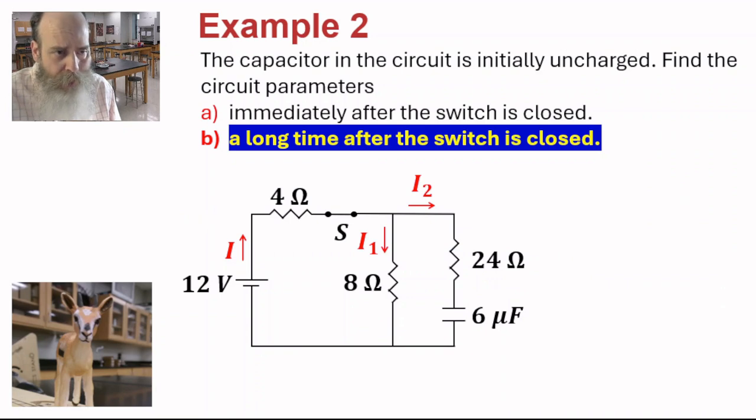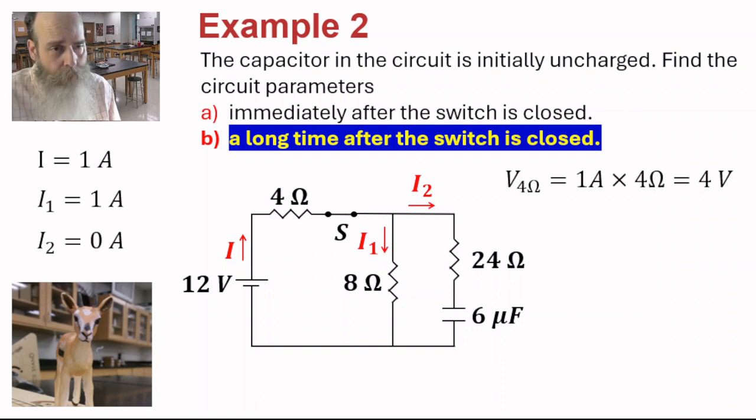Now let's find the other circuit parameters. I is 1 amp, I1 is also 1 amp, and I2 is 0. V over the 4 ohm resistor. Apply Ohm's law. 1 amp current times 4 ohm resistance is 4 volts.